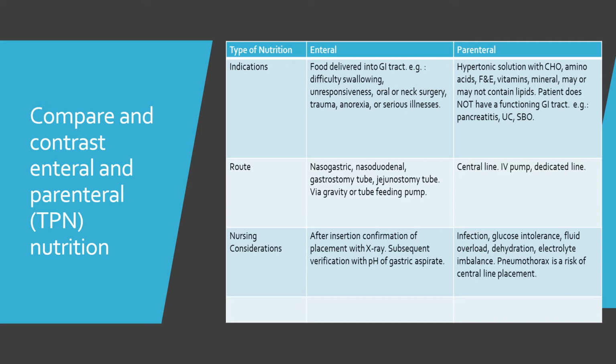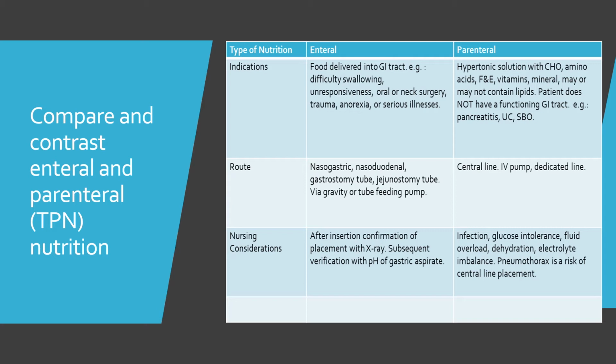So if we are giving enteral nutrition, we can give that for issues like a patient who has a poor gag reflex, difficulty swallowing, if they've had oral or neck surgery and can't obviously use their mouth, or above the neck trauma, anorexia, or serious illness. And the way we give that is through a nasogastric tube, so a tube that enters through the nares to the back of the throat and down into the esophagus and into the stomach.